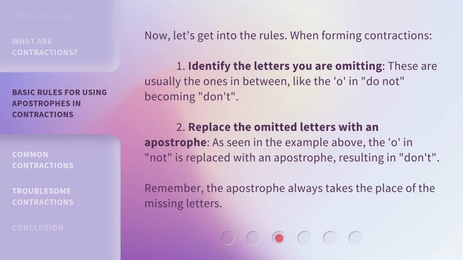Now, let's get into the rules when forming contractions. 1. Identify the letters you are omitting. These are usually the ones in between, like the O in do not, becoming don't. 2. Replace the omitted letters with an apostrophe. As seen in the example above, the O in not is replaced with an apostrophe, resulting in don't. Remember, the apostrophe always takes the place of the missing letters.